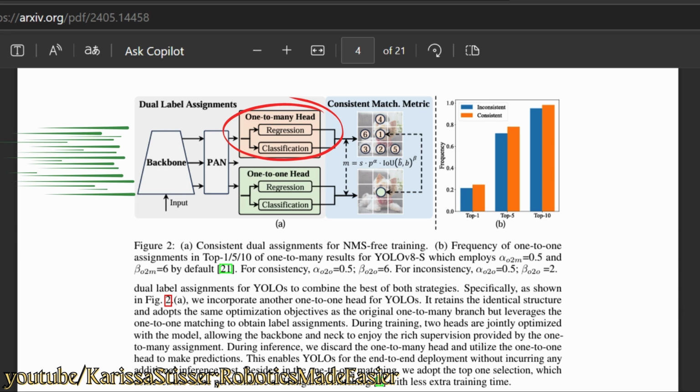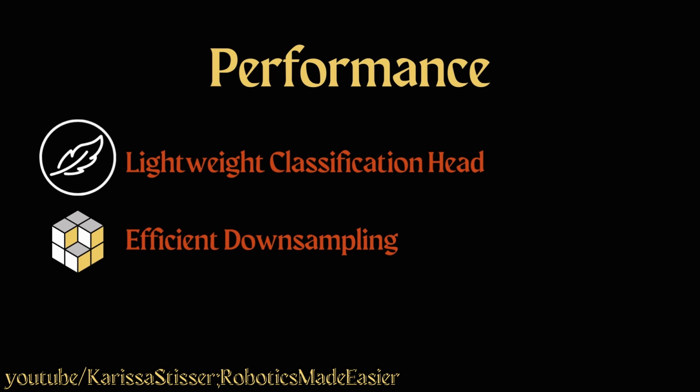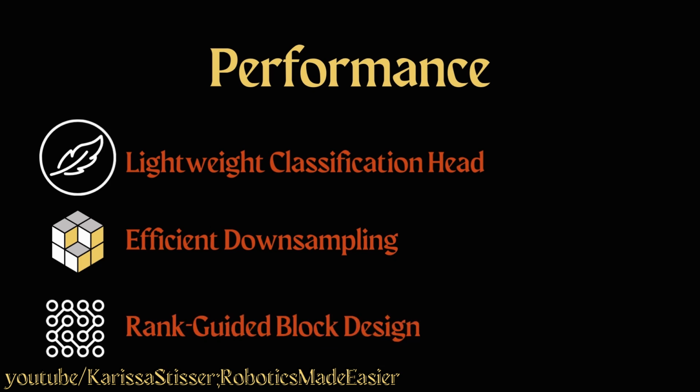To improve performance, they use a lighter weight classification head, create more efficient downsampling by decoupling the spatial reduction and channel increase operations during the standard two-stride convolutions, and use a rank-guided block design, decreasing complexity of stages that seem to hold redundant data rather than using the same block design everywhere.